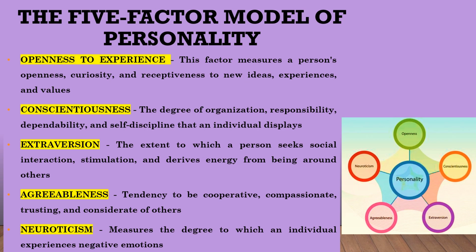Then finally, neuroticism, sometimes reversed and referred to as emotional stability. Neuroticism measures the degree to which an individual experiences negative emotions such as anxiety, depression, irritability, and moodiness. People high in neuroticism tend to be more prone to emotional instability and experience higher levels of negative mood. Those low in neuroticism or high in emotional stability tend to be more emotionally resilient, calm, and even-tempered.